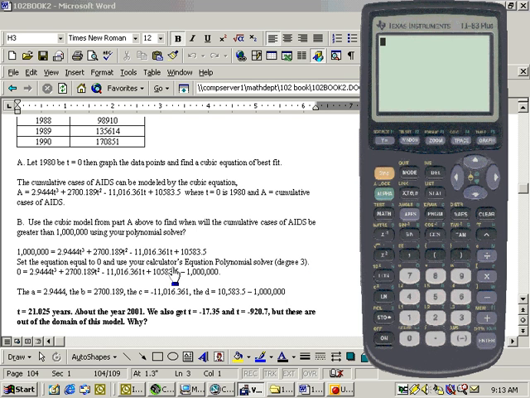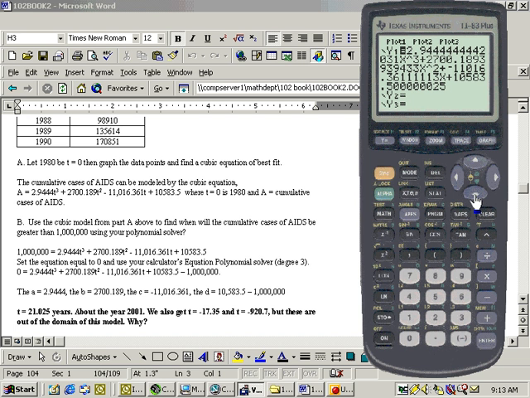Okay, the same problem. Find out when the cumulative cases of AIDS reaches a million, but I'm going to do this problem graphically now. So I've copied the equation over to the graph menu, and now what I'm going to do, just like we did with the polynomial solver, we had to set it equal to zero. Well, I'm going to do that here too. I'm going to subtract off the million. This was the equation that was listed right here.